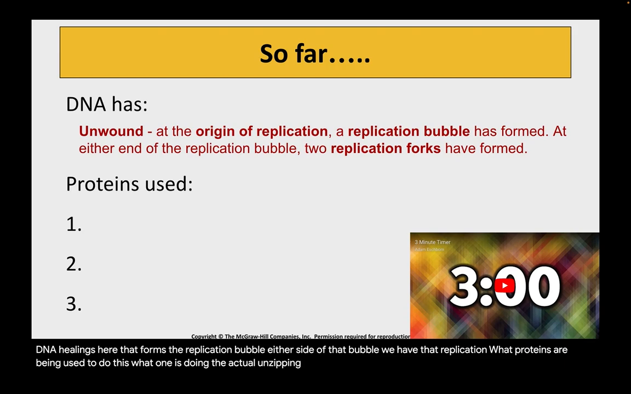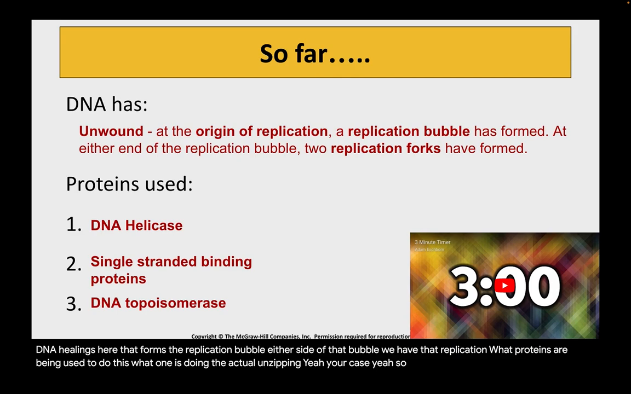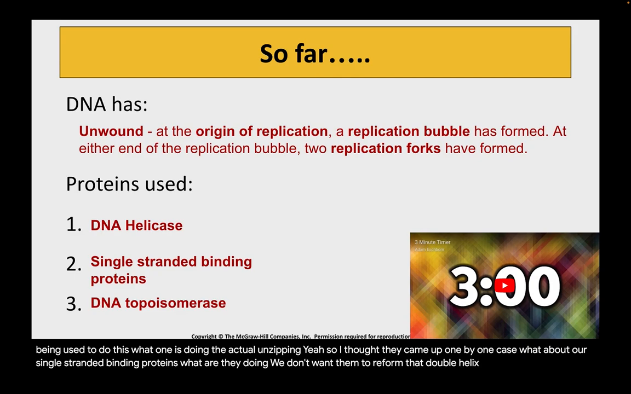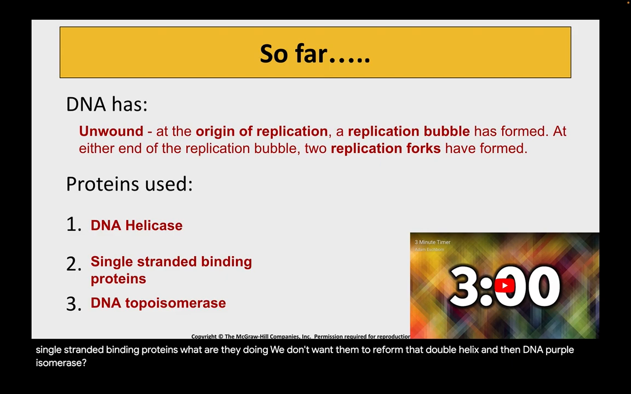Yeah, helicase. So we have DNA helicase. What about our single-stranded binding proteins? What are they doing? Keeping them separated, yeah. We don't want them to reform that double helix. And then DNA topoisomerase? It prevents supercoiling, right? Prevents it from being knotted up or tangled up in the original helix that is being unwound. All right, any questions so far?